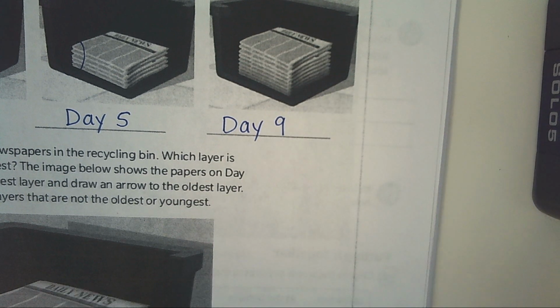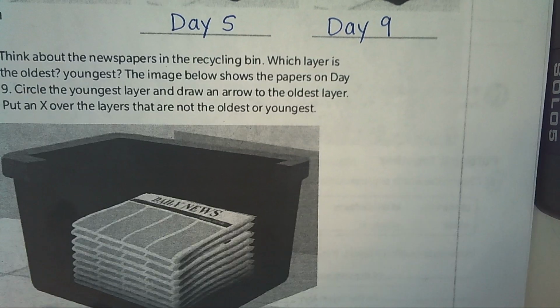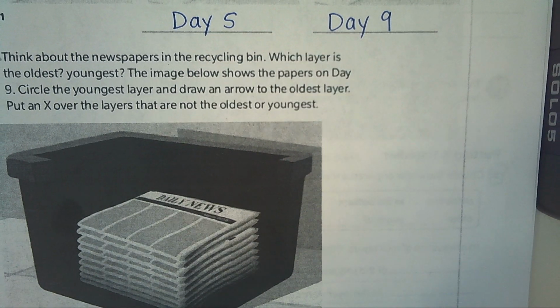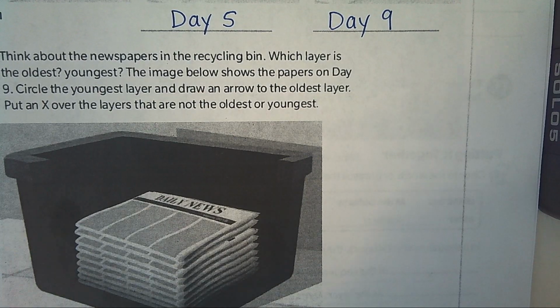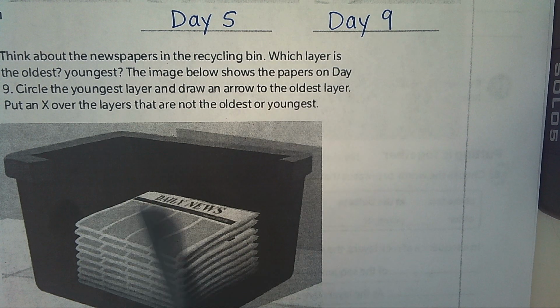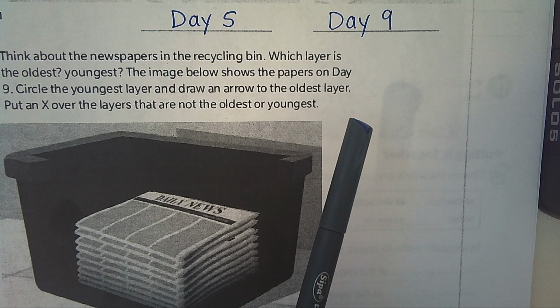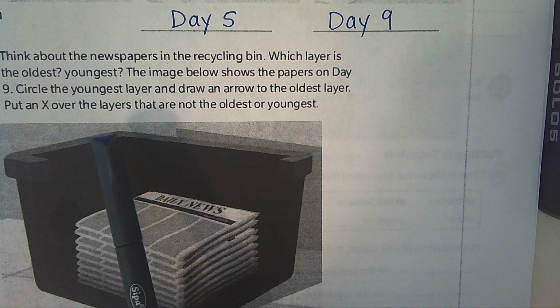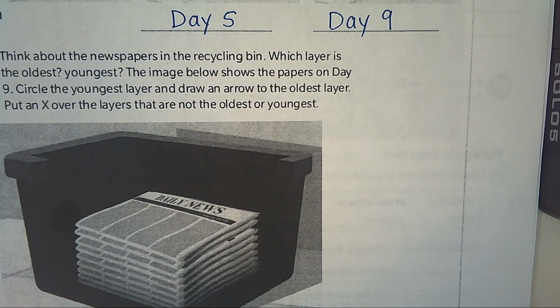Number 5 says, think about the newspapers in the recycling bin. Which layer is the oldest? Which layer is the youngest? The image below shows the papers on day 9. Circle the youngest layer and draw an arrow to the oldest layer. Put an X over the layers that are not the oldest or youngest. So I'm going to use my different colors here.